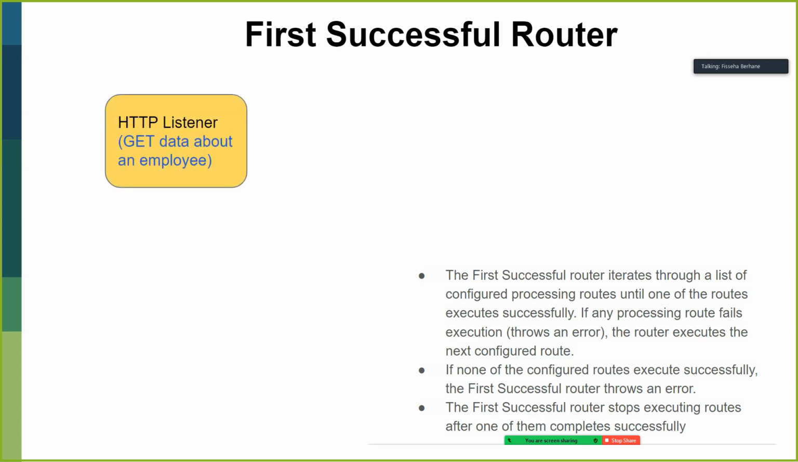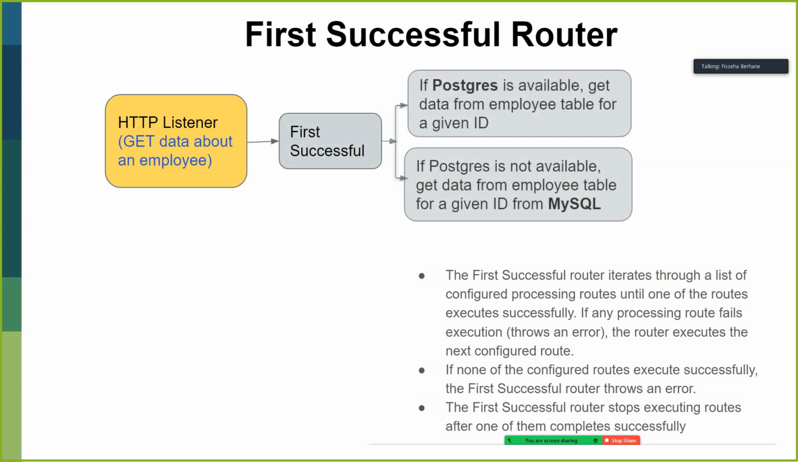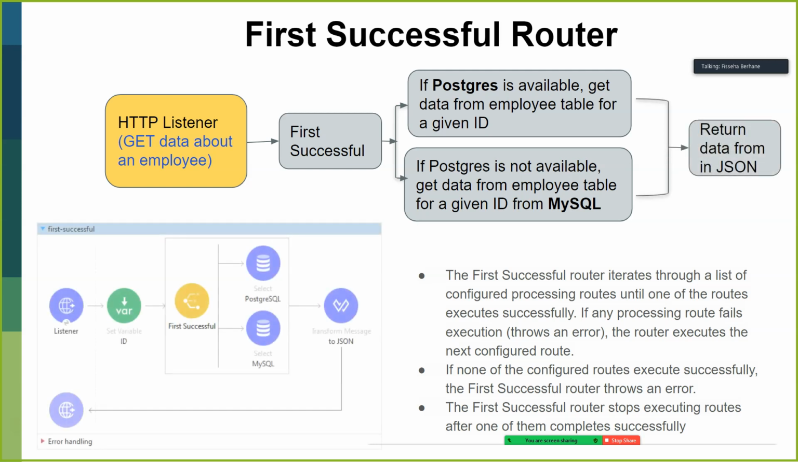So the same thing in this case, we will send a request with employee ID as a URI parameter. Then there is the first successful router. It starts from the top. We have Postgres. It is going to try to get data from the employee table in Postgres. If it gets a result, then it is not going to check MySQL. But if Postgres is not available, if it cannot connect to Postgres, then it is going to try to get the data from MySQL. If both of them are not there, then it is going to give us an error.